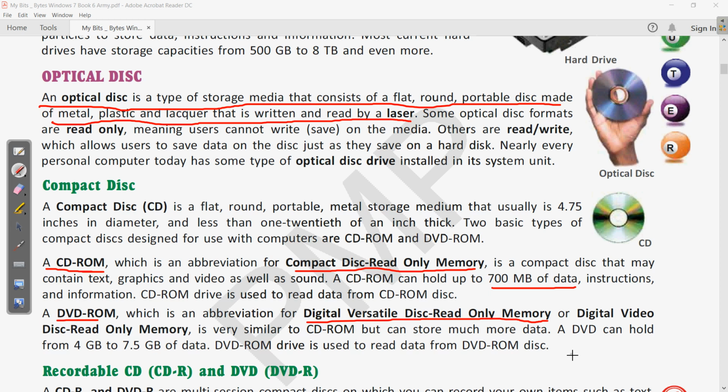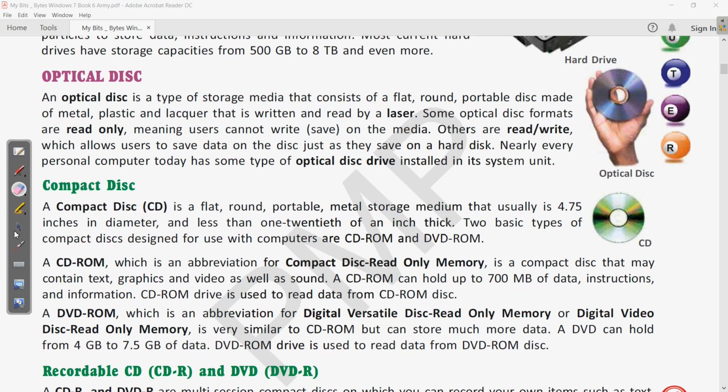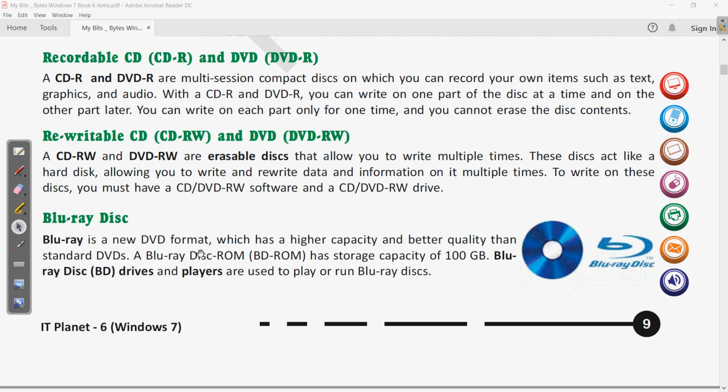And what will be the storage size of the CD-ROM? The CD-ROM storage is 4 GB to 7.5 GB. So I hope you can write this. Then one more you can write, that is Blu-ray disc. So the third type in the optical disc you are writing is Blu-ray disc. So Blu-ray disc is just below this.